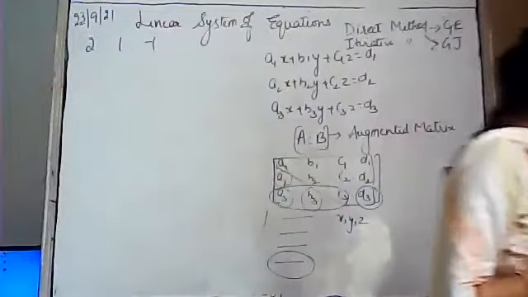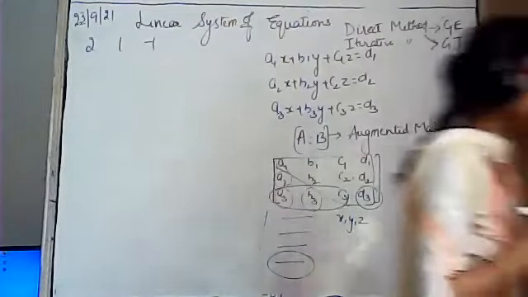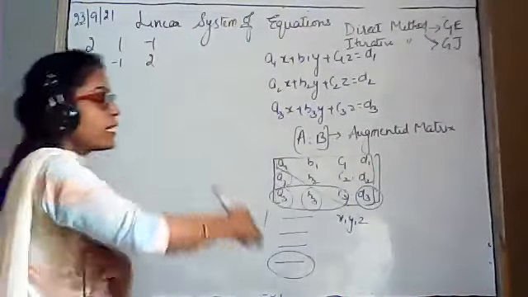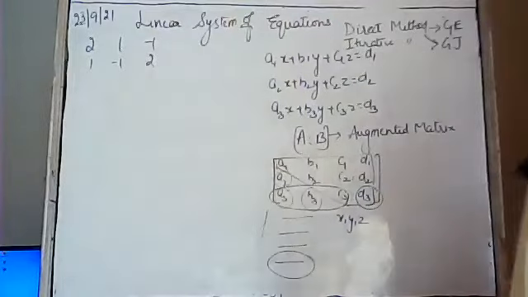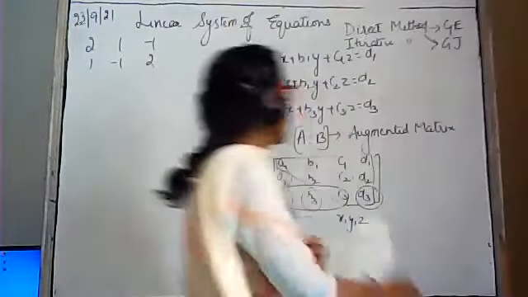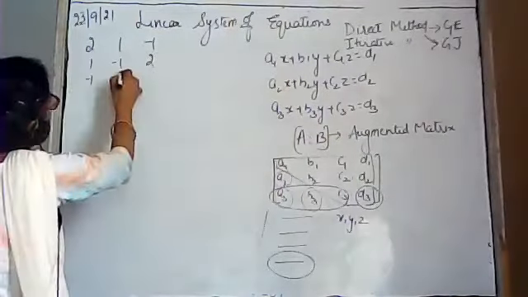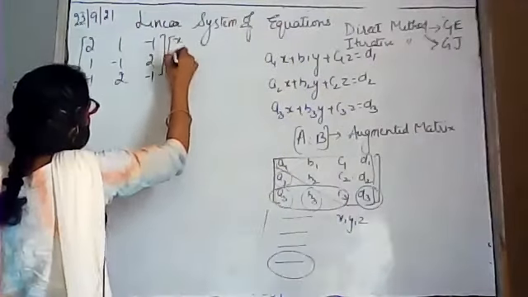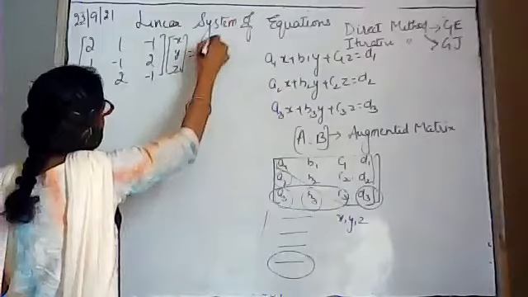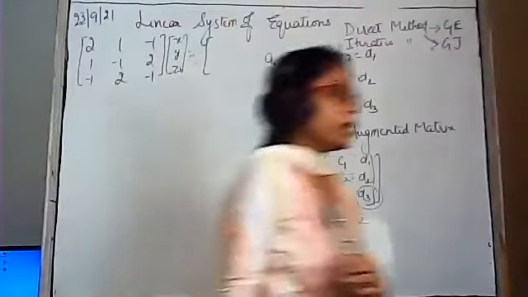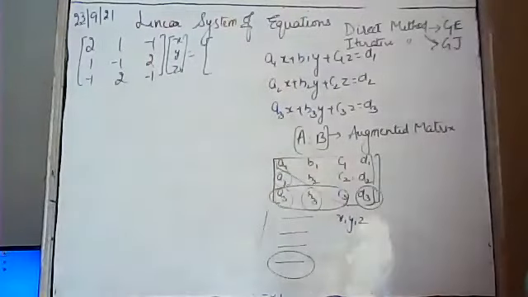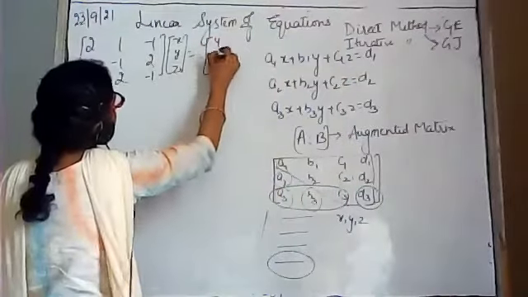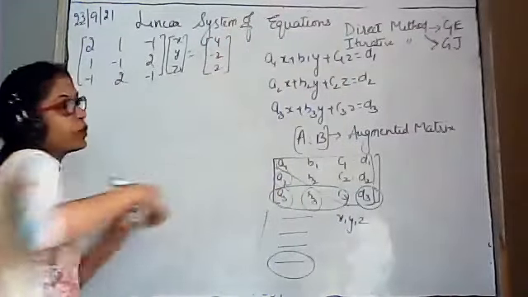We are given the matrix with first row 2, 1, minus 1. Second row is 1, minus 1, 2. And third row is minus 1, 2, minus 1. After that, we have a matrix of unknowns, that is x, y, and z. And in the right hand side, we have 4, minus 2, and 2.